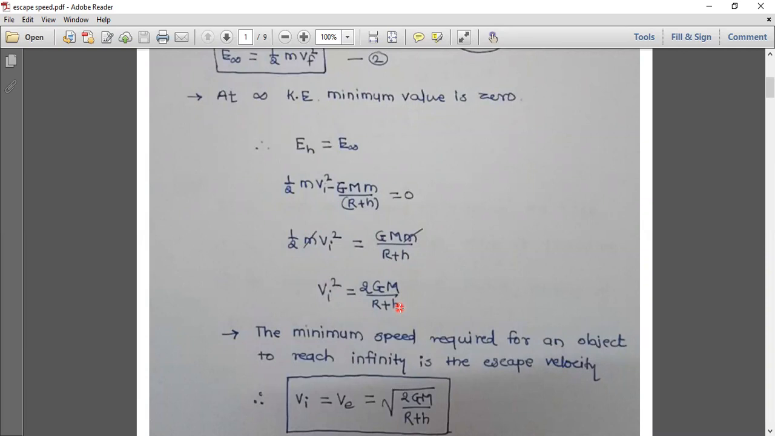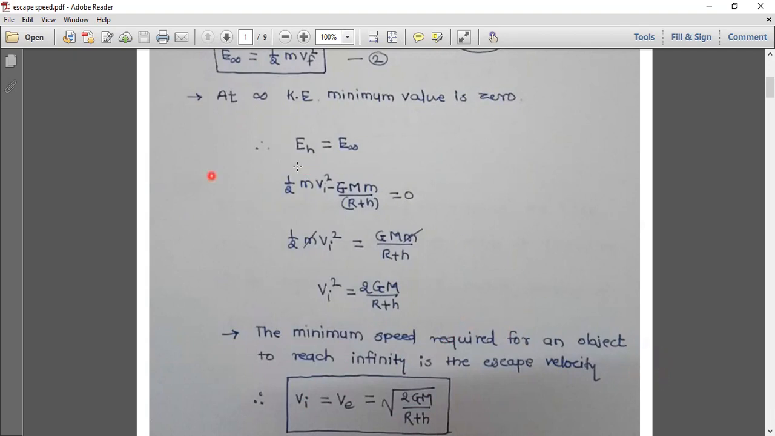Now, the minimum speed required for an object to reach infinity is nothing but the escape velocity. And therefore, this vi is nothing but the escape velocity. Taking square root on both sides, this vi square is going to be vi, and this is nothing but v, which is equal to root 2GM by r plus h. Understand? This is the escape velocity at height h, or from height h. Got it? Understood? Right.